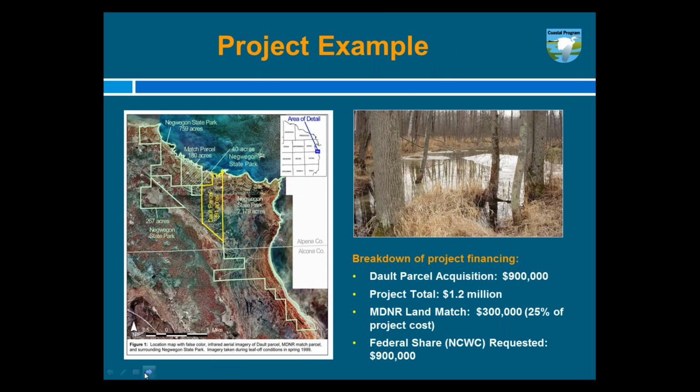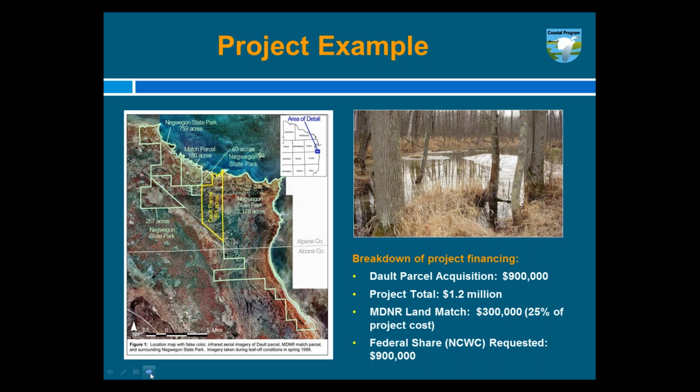This is a project example from 2 years ago, a site up in Michigan on Lake Huron. It was a state park that had a privately owned parcel separating 2 portions of the park. The family was interested in selling, and so the state came to us for help purchasing this parcel to connect the 2 portions of the park.